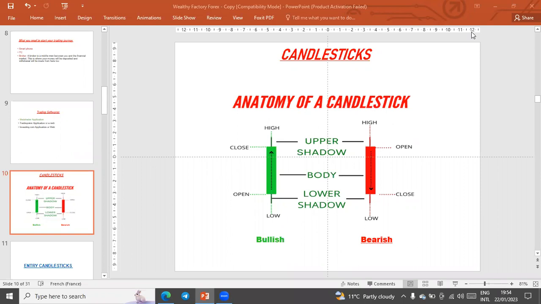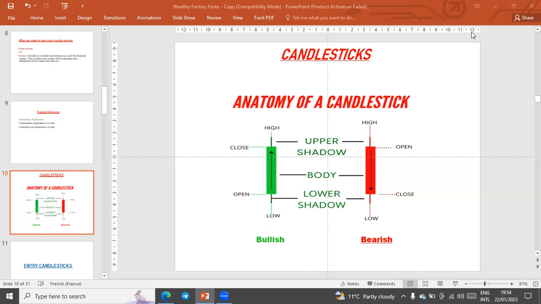So we are going to continue with our videos pertaining to Forex. We recorded one video that was an introduction to Forex, so we are taking it from there. Today we are going to be looking at something that is very, very important as you proceed in the journey of Forex trading. Today we're going to be looking at candlesticks.